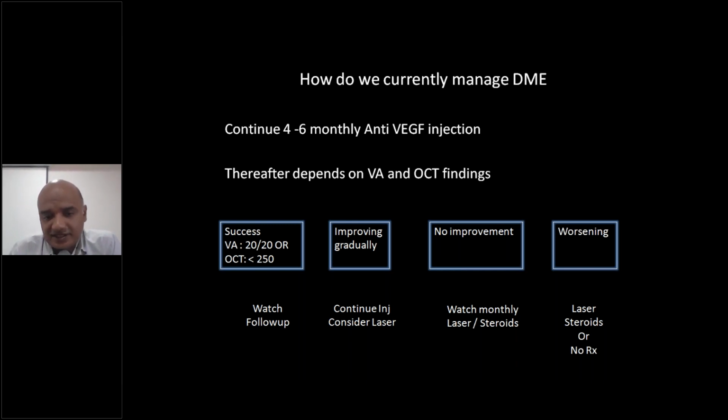Every month you give an injection and see how is the status. If no improvement is seen, then you give lasers or steroid injections, and laser is nothing but burning of retina. So what does a laser do? Laser is nothing but it burns the retina. What is the use of burning the retina?